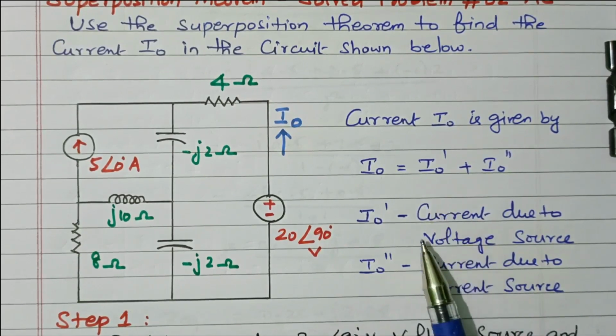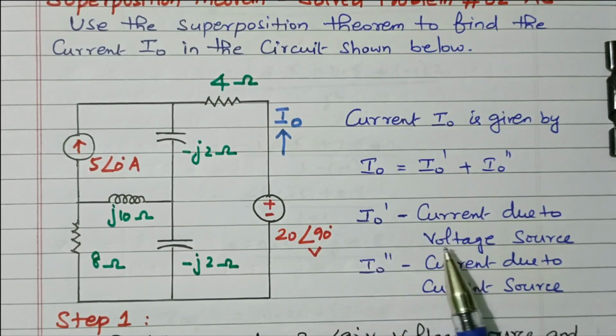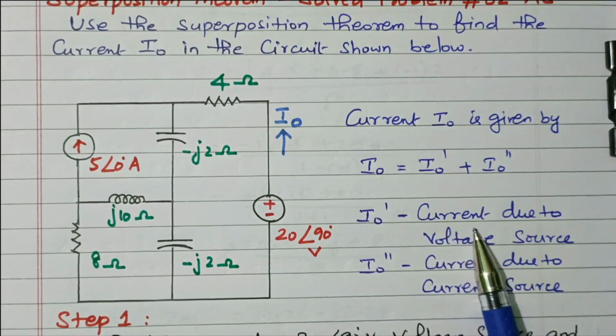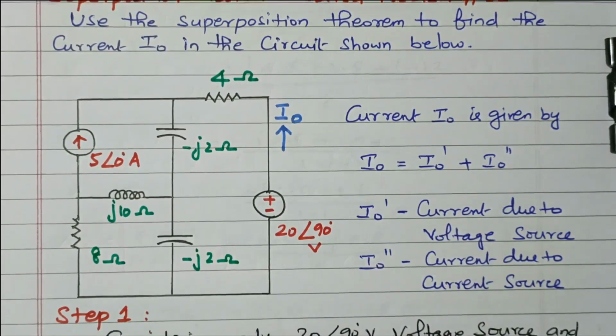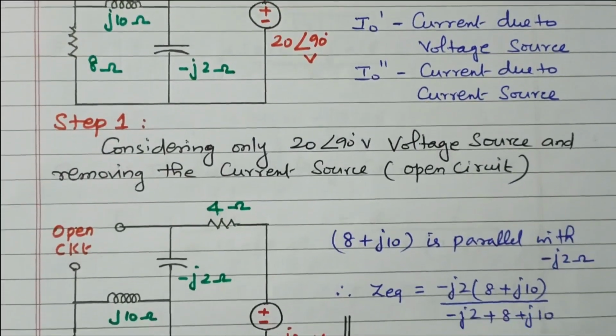So based on that, first we will find I0 dash. That is, we are going to consider only the current source and remove the voltage source. Now we will go to step 1.